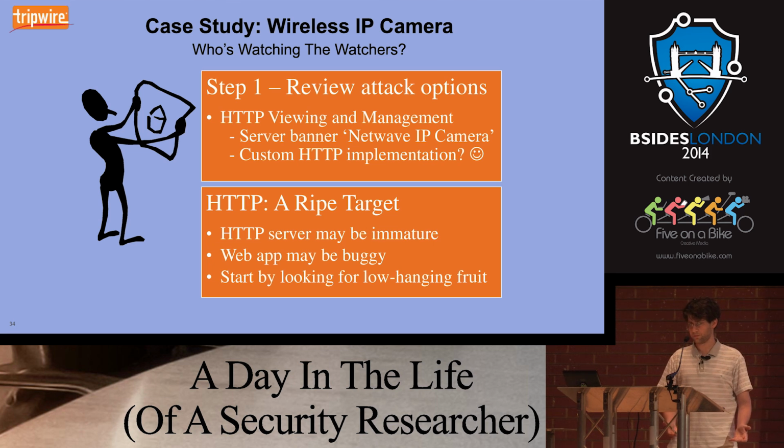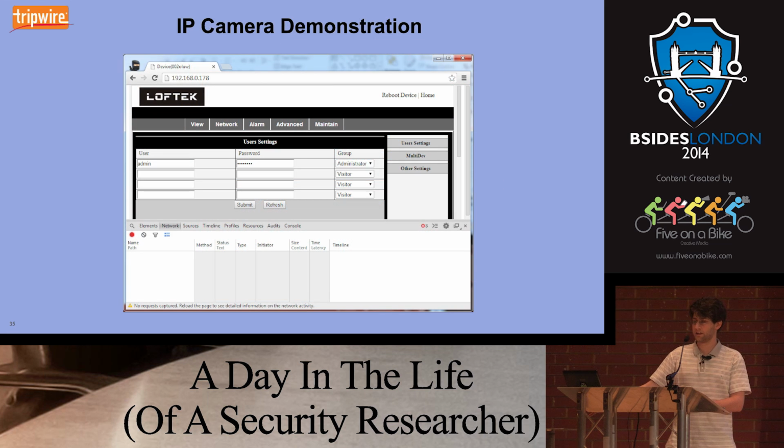So I decided that this would be the ripest target to look at, that if it's a custom HTTP implementation, there's a good chance they made mistakes that people before them have made. There's also the very much likelihood that the web interface is going to have vulnerabilities because, well, most web interfaces have vulnerabilities. So we'll start looking for low-hanging fruit. This is the management page. I've got the Chrome developer tools loaded on the bottom. You can kind of read it here, but this is the list of users configured on the device.